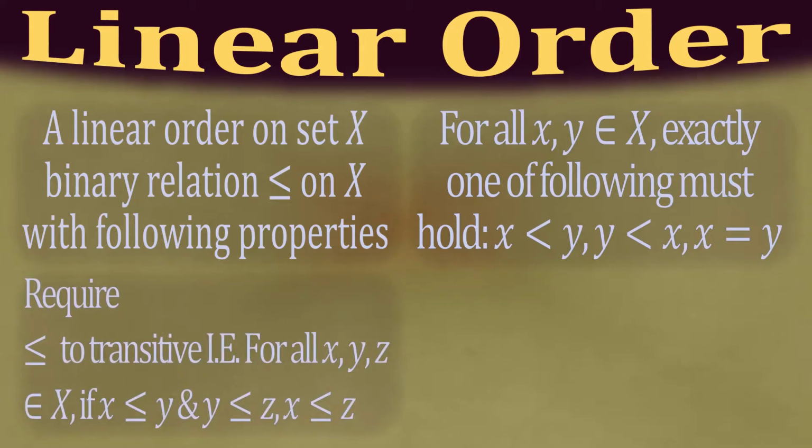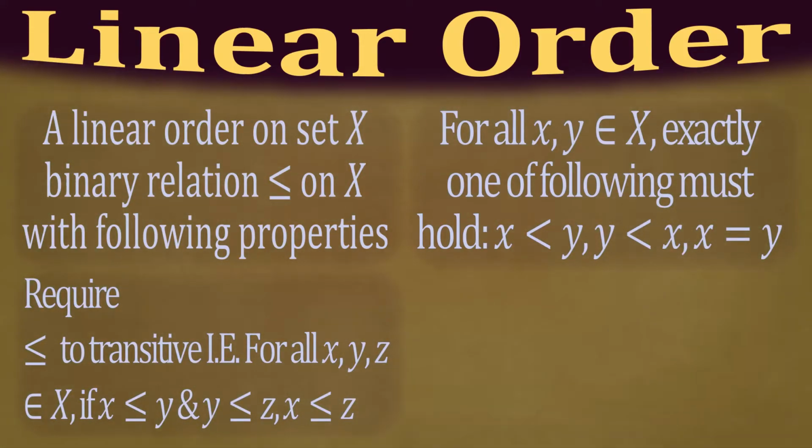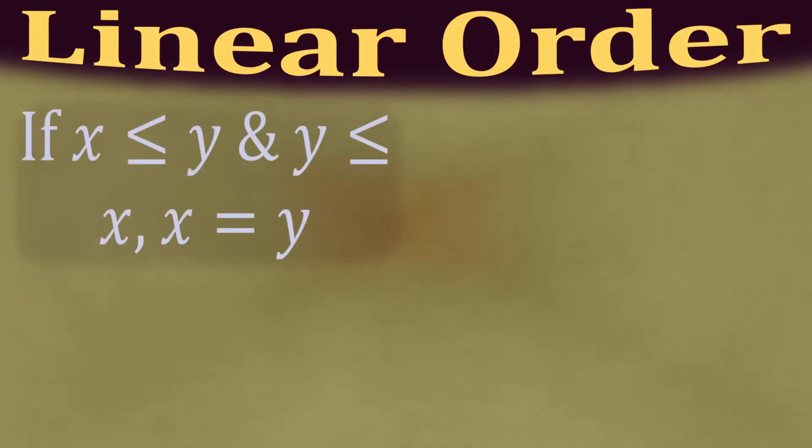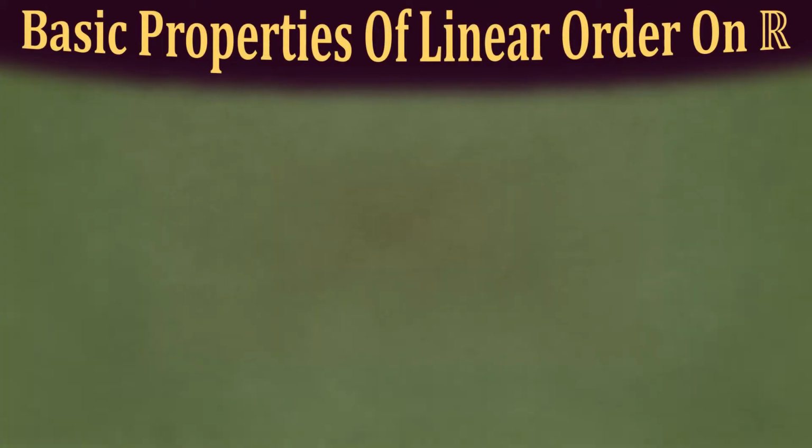We also require that less than or equal to be transitive, i.e. for all x, y, z in X, if x is less than or equal to y, and y is less than or equal to z, then x is less than or equal to z. Further, we must have that for all x in X, x is less than or equal to x. If x is less than or equal to y, and y is less than or equal to x, then x equals y.